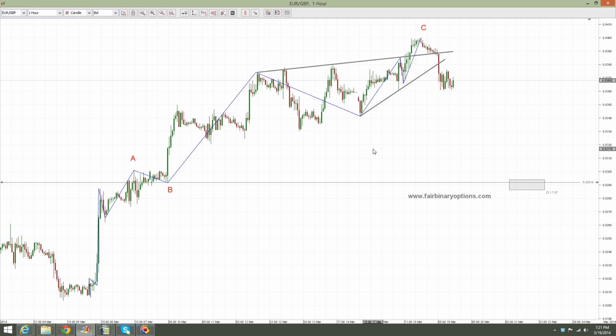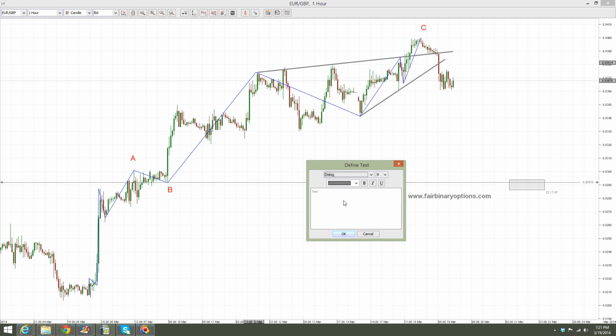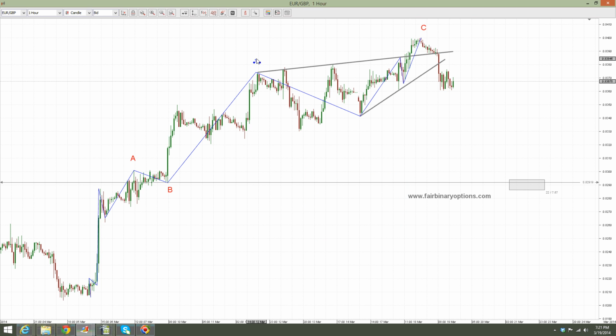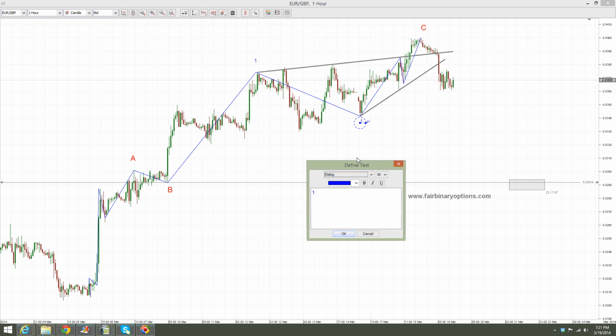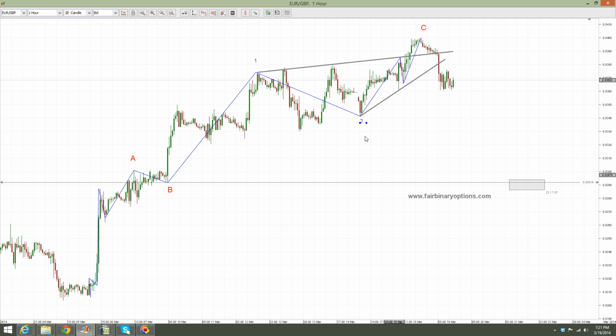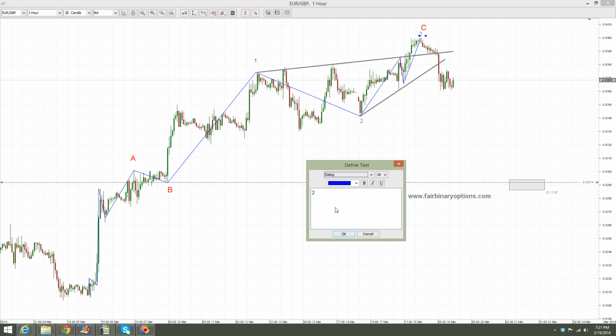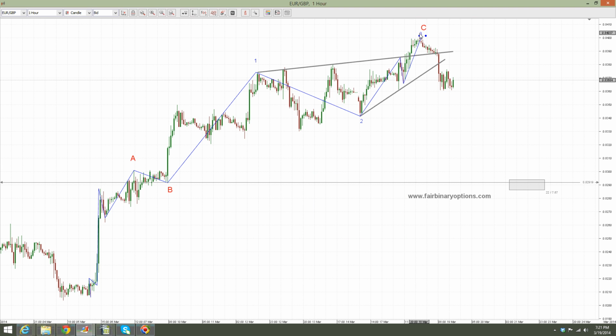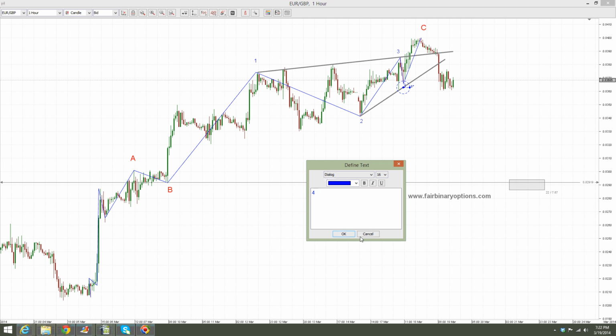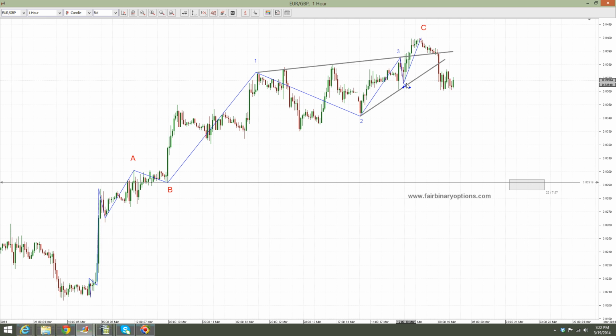Even though they are corrective, they should be labeled with numbers, not letters. Therefore, this should be our first wave to the upside. Then a classical second wave here. Then the third wave there, 1, 2, 3. Like here. Then the fourth wave here. And of course the fifth wave to the upside.